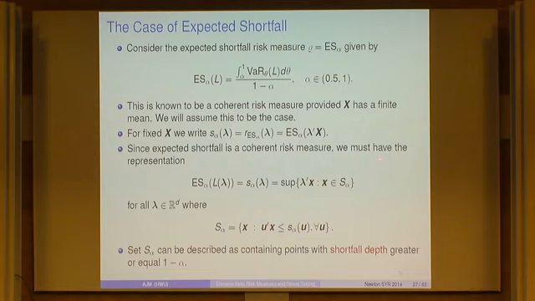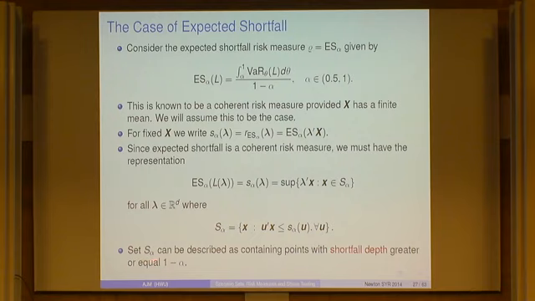We must have the representation that the expected shortfall of a portfolio, defined by the direction lambda, is given by the supremum, the worst case of lambda transpose X for scenarios in this set. And the set this time is defined again as the intersection of half spaces, but this time it's not the quantile, but the expected shortfall. So it's an intersection of half spaces, it's another convex set, but the half spaces are defined by expected shortfall rather than by the quantile.